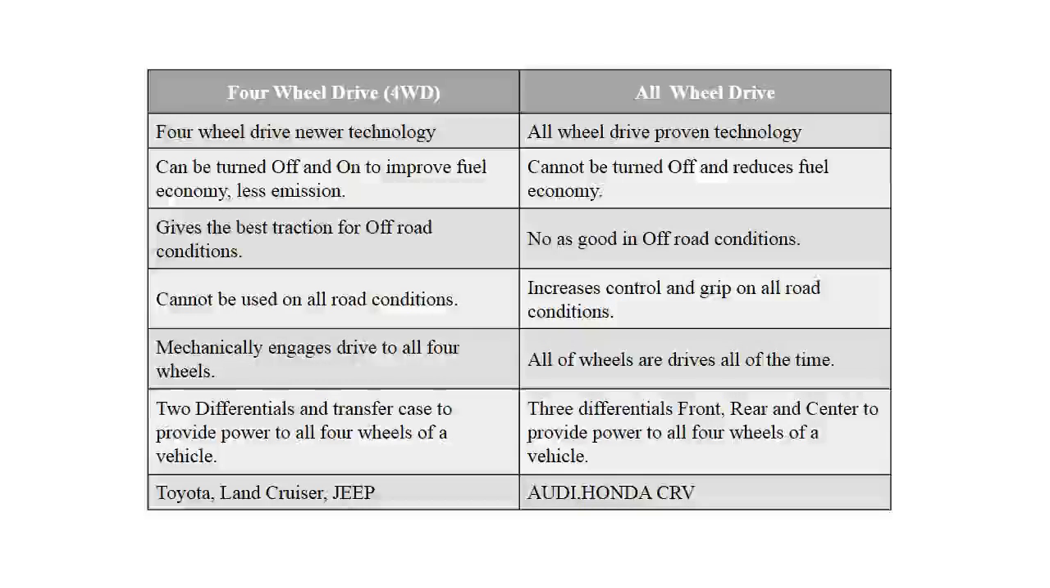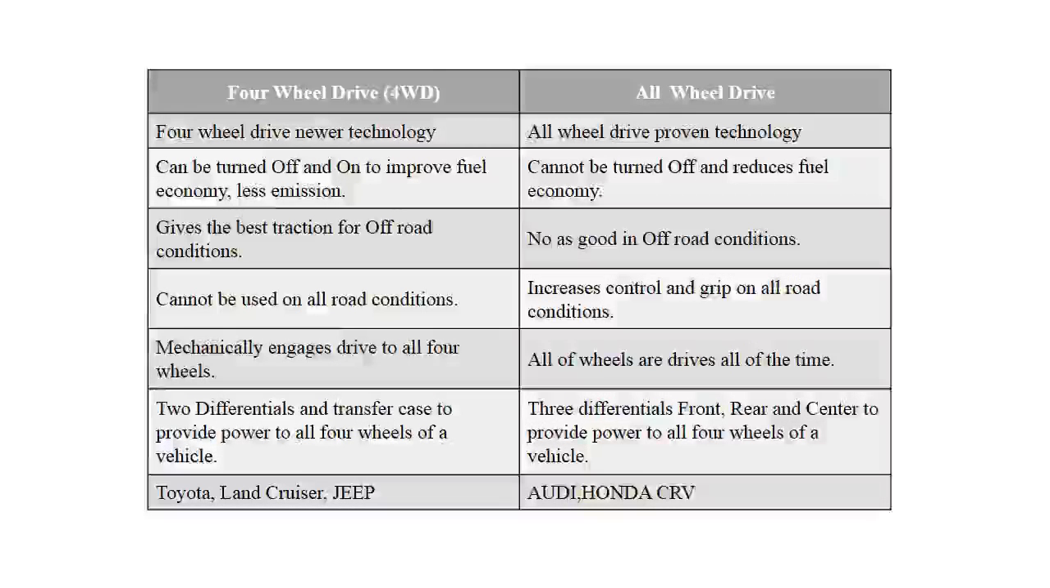In four-wheel drive, it can be turned off and on to improve the fuel economy. Already we discussed: if your vehicle is operating on the highways, there is no need of the four-wheel drive. So in that case, you are going to turn off the four-wheel drive. The lever is available in the driver cabin, and the driver is going to disengage the four-wheel drive. By that way he turns it off, and the vehicle runs on two-wheel drive only. So that way it improves the fuel economy.